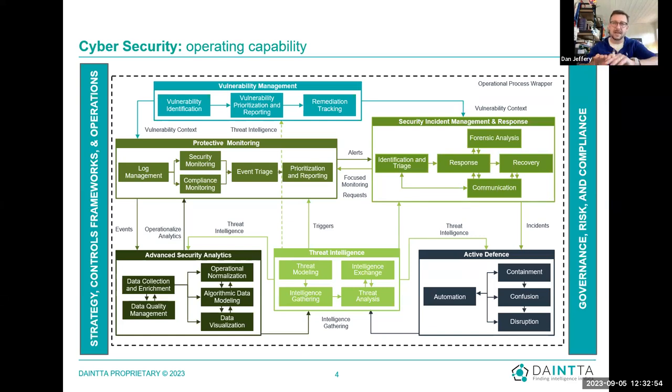So I think that's what I mean by bridging from the sole preserve of IT operations into much more of a core component of security operations. And they sing hand in glove, if I'm honest.